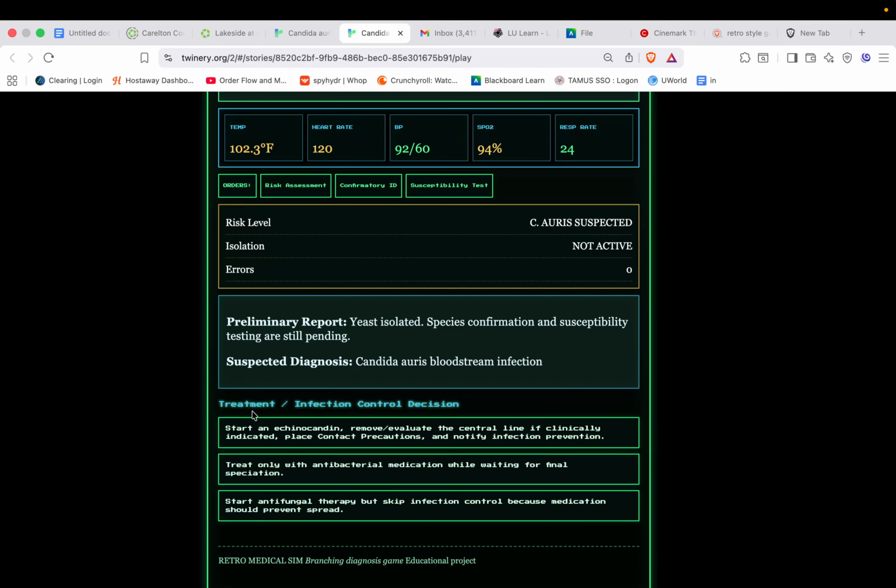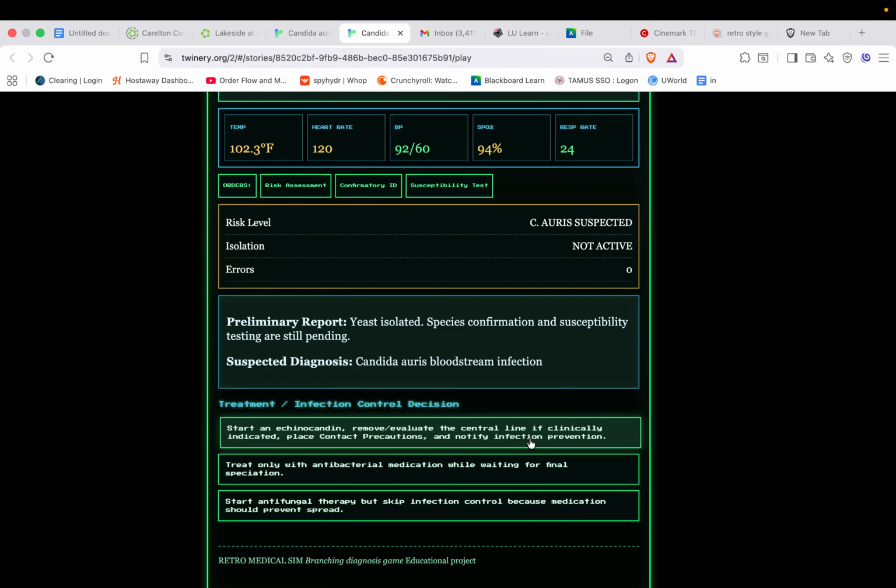Our second slide is going to be our treatment slash infection control decision. So the report says the yeast is isolated, species confirmation and susceptibility testing are still pending. Thus, there is a suspected diagnosis, which is a Candida auris bloodstream infection. So what we can do is this one: start an echinocandin, evaluate the central line if clinically indicated, and place contact precautions.